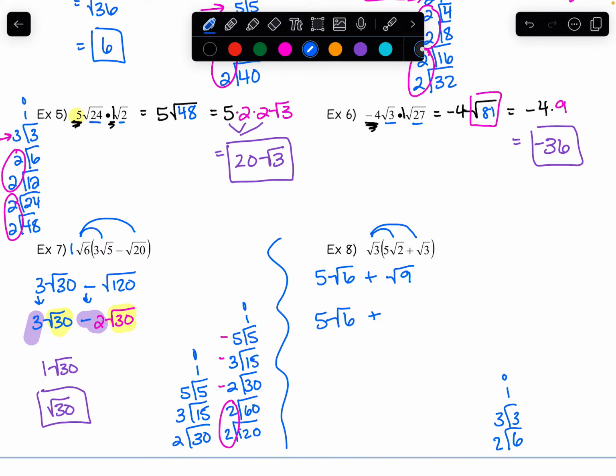What's the square root of 9? The square root of 9 is 3. It is a perfect square. Is 5 square roots of 6 and 3, are these like terms? No, these are not like terms. There's nothing else I can do for this one. This is my answer.